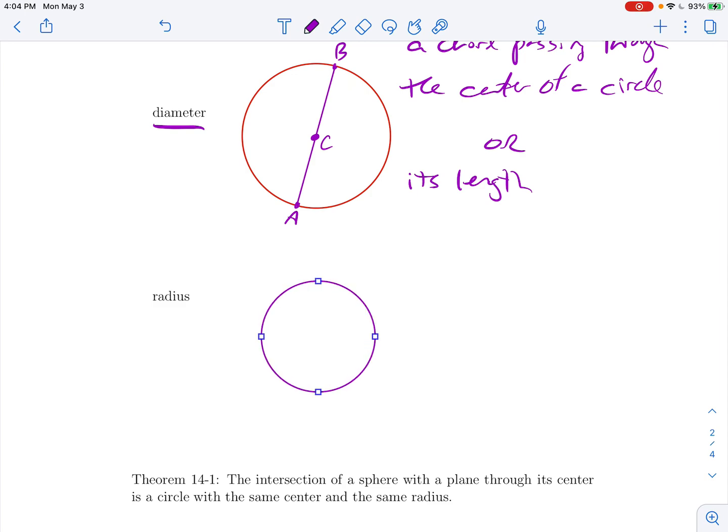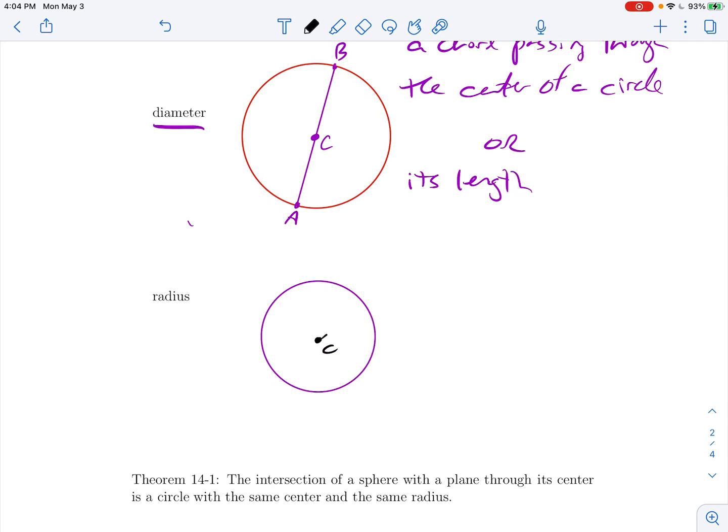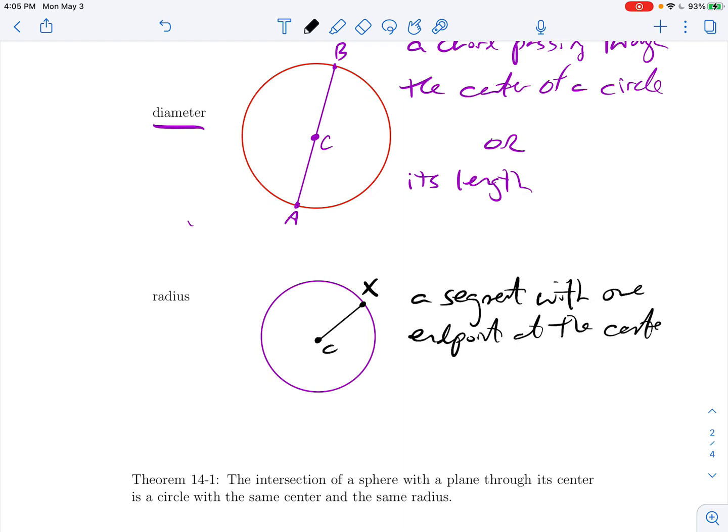Radius is also a kind of segment. It's a segment that goes from the center to some point on the circle. So a radius is a segment with one endpoint at the center and one endpoint on the circle.